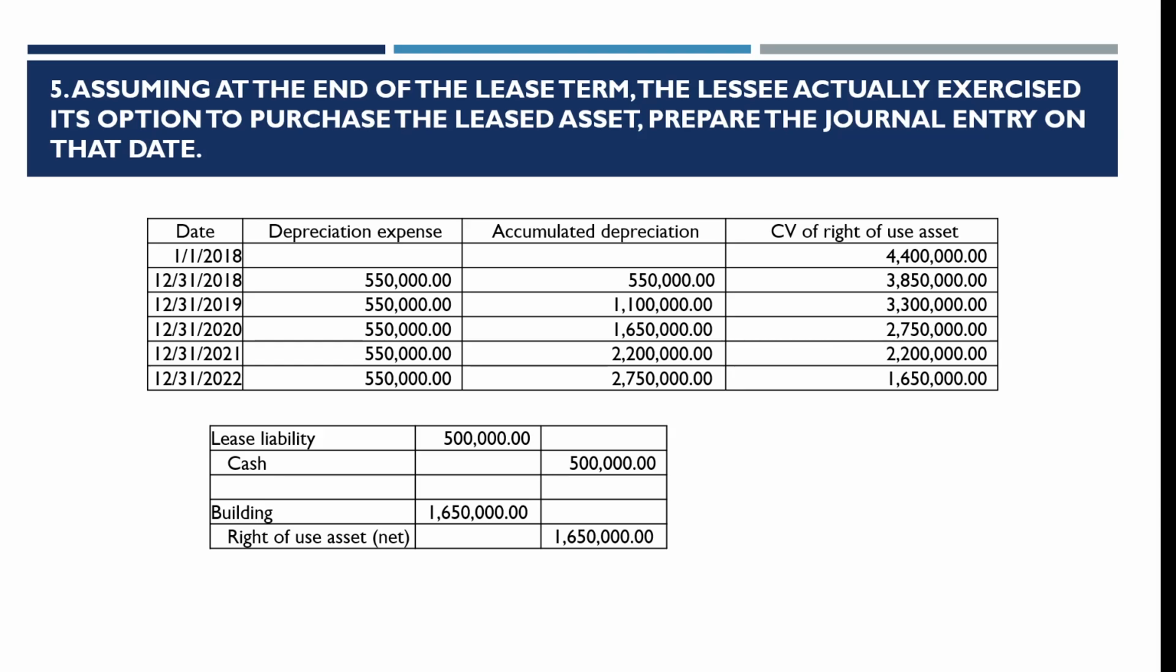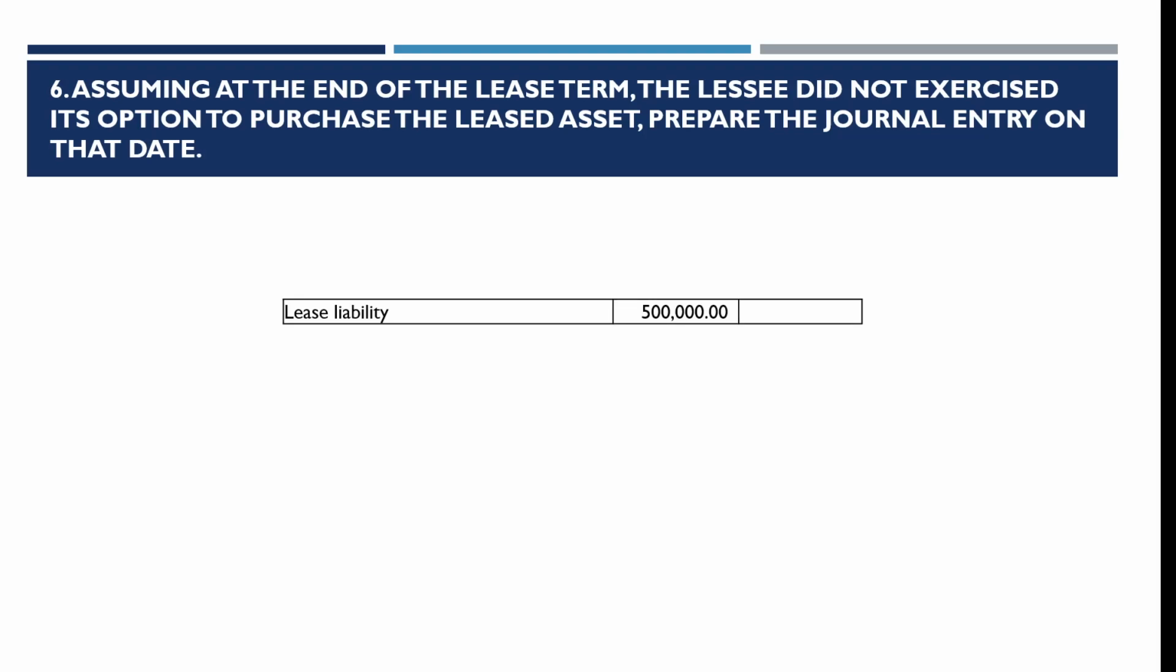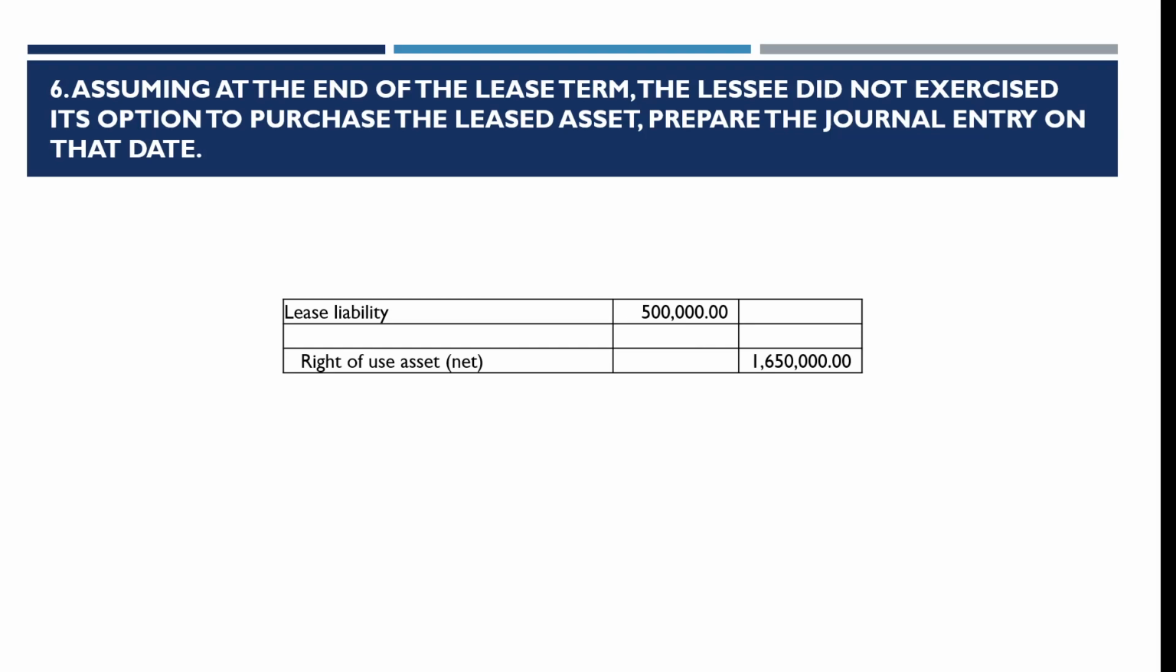Malinaw? Okay. Number 6. Assuming the lessee did not exercise its option to purchase the lease asset, prepare the journal entry at the end of the lease term. Okay. Debit, lease liability. Ano credit natin, sir? Cash? Hindi. Hindi nga in-exercise eh. So, hindi magbabayad ng cash yung lessee. Ano credit natin, sir? Credit, right of use asset.